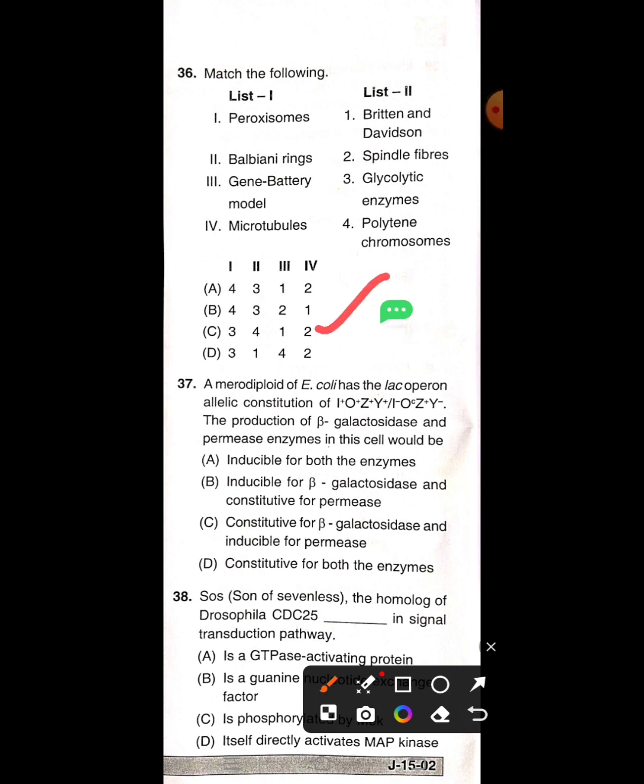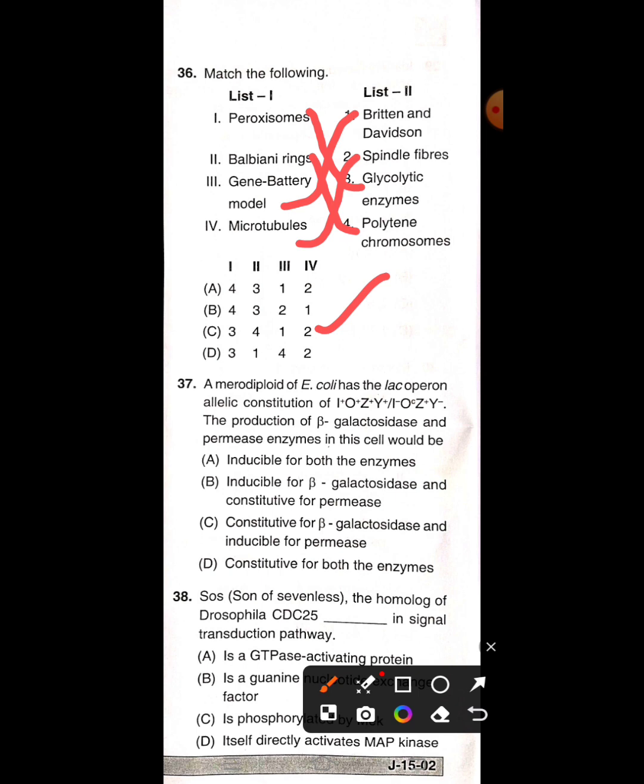So peroxisomes, they contain glycolytic enzymes. Balbiani rings, they are present in polytene chromosomes. Gene battery model was proposed by Britten and Davidson. Microtubules are present in spindle fibers. So that is the correct one. Let's see the next question.